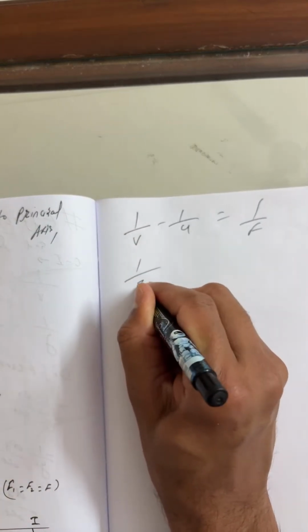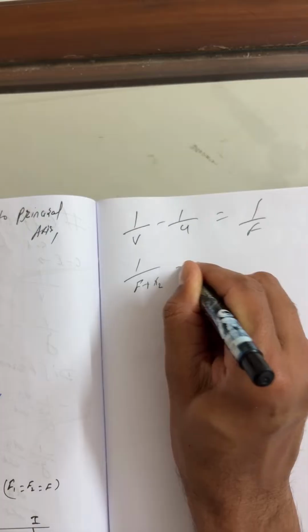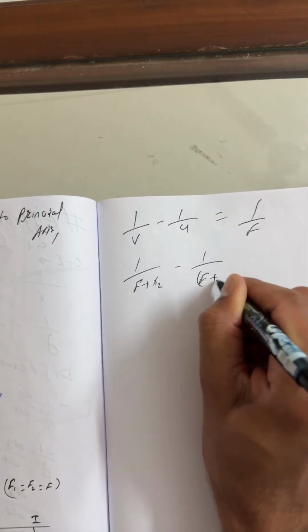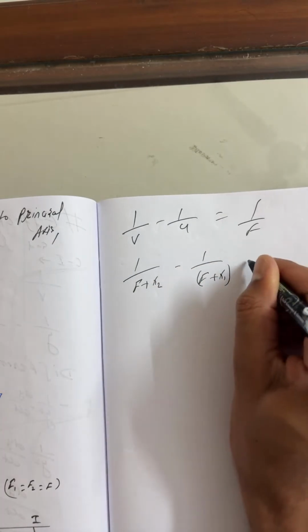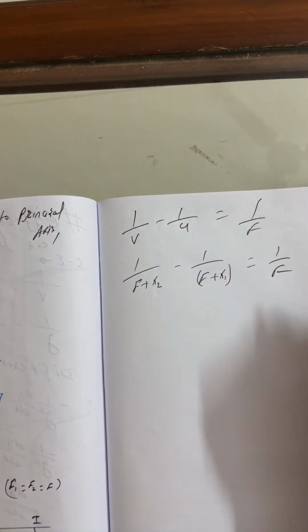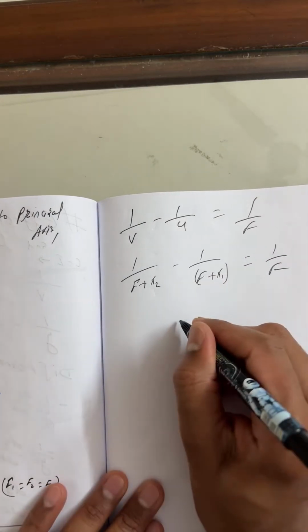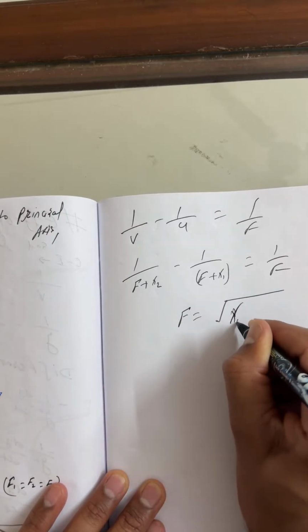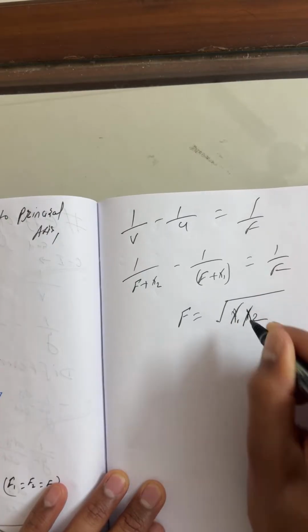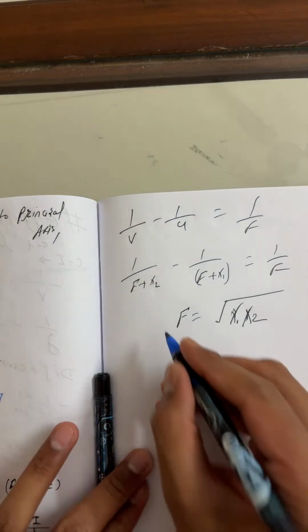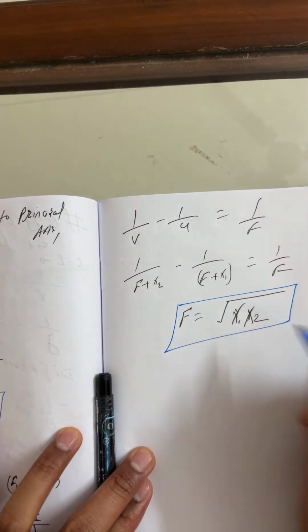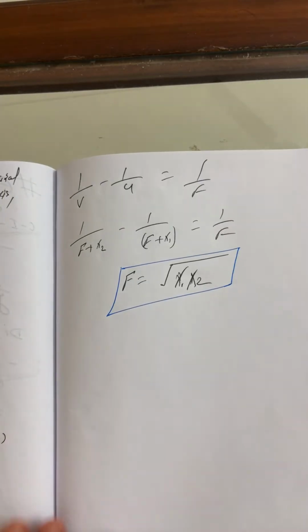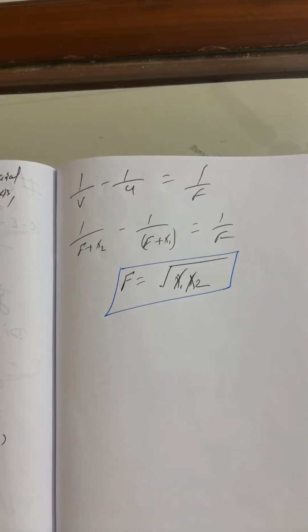So 1 by V, you can say F plus X2, minus 1 by F plus X1 is equal to 1 by F. Simply as you can solve, you will get F is equal to what, my dear? X1 into X2. You can say F is equal to root of X1 into X2, my dear. Right, so this is the theory points which you can keep in your mind.